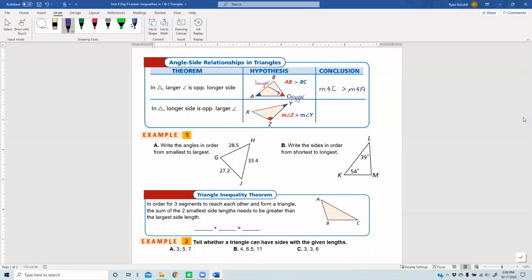And then the converse of that's true. The longer side is opposite of the larger angle. So we have our bigger angle. They tell us Z is greater. So Z is our bigger angle. Go across from it, and there's our longer side. So XY is longer than what's across from Y? XZ.